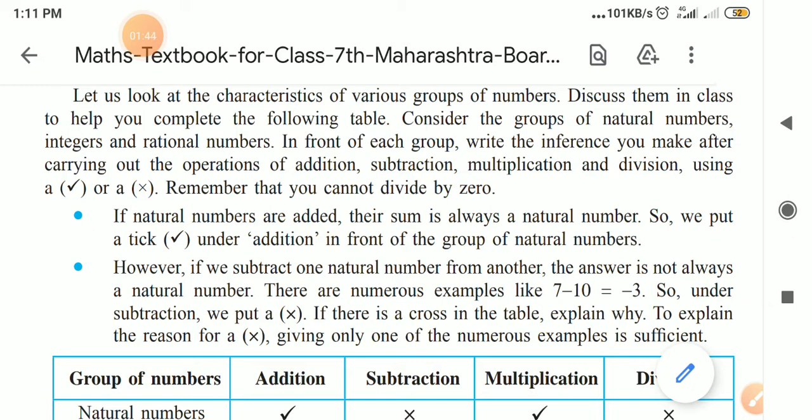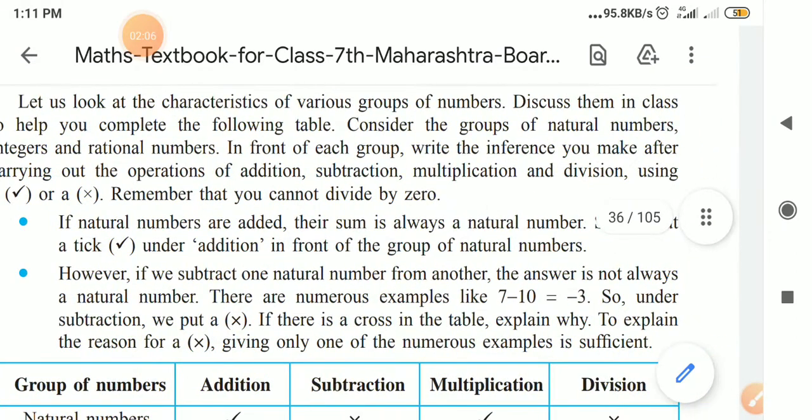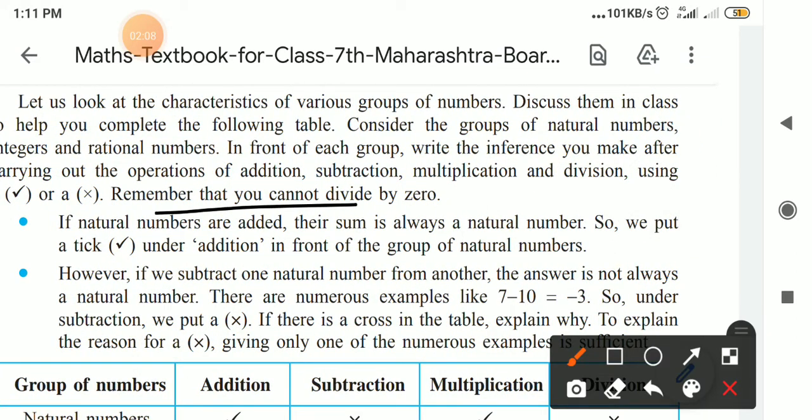Then consider the group of natural numbers, integers and rational numbers. In front of each group, write the inference you make after carrying out the operation of addition, subtraction, multiplication and division, using correct or wrong. Remember that you cannot divide by 0, because when you divide by 0, it is not a rational number.